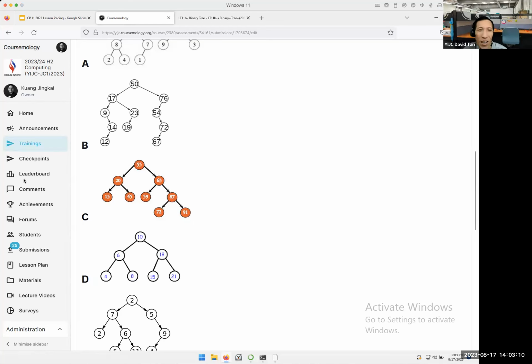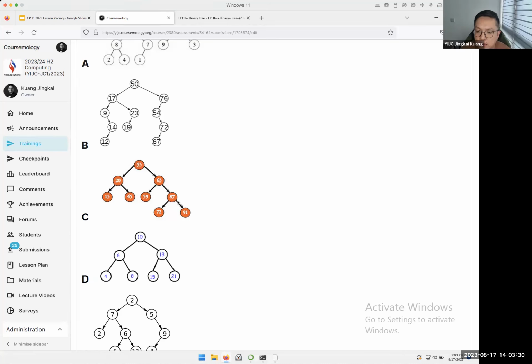Mr. Kwang, you go for C, you still fall into the trap of checking each node. When you look at 55, you should look at everything on the right hand side. You got 63, 59, 87, 72, 91. Okay, all these are bigger, so good. So you must look at it that way.